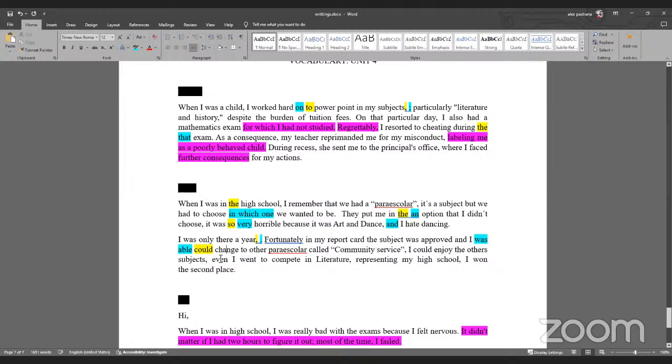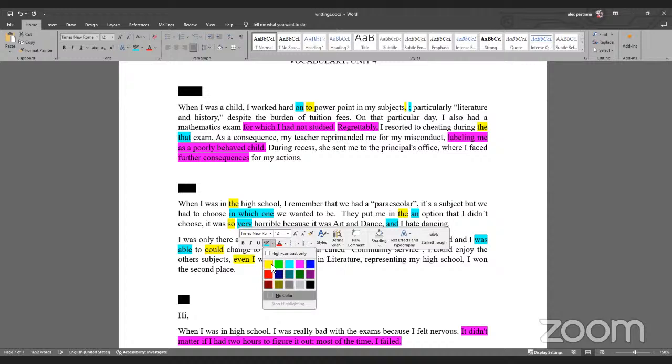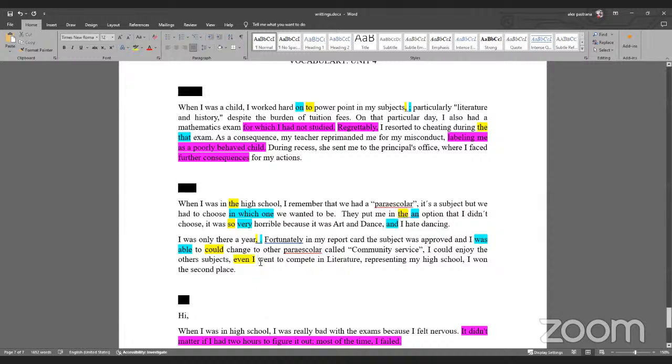So, and I was able to change to another parascolar called community service. I could enjoy other subjects. Yo pude disfrutar de otros temas aparte de este, so yeah. Even I, aquí, pequeña cosita. What do we need to do here? How would we say this in Spanish? Anyone?